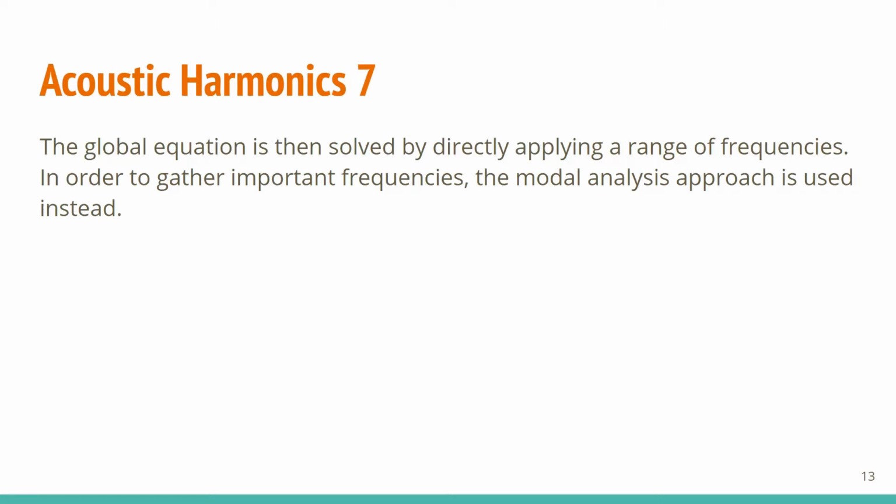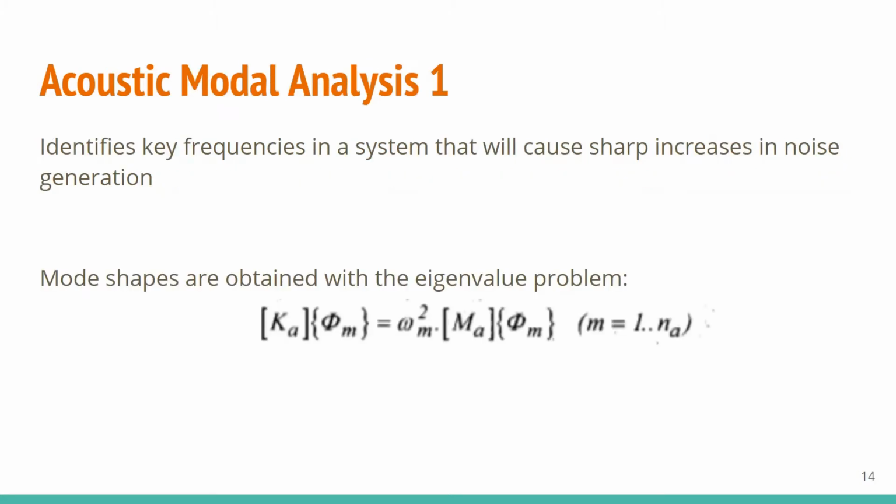Now, in order to gather important frequencies, frequencies that are critical to the system, a modal analysis approach is needed instead. So the modal analysis identifies key frequencies in the system that will cause sharp increases in noise generation. Mode shapes are obtained with the eigenvalue problem, Ka phi m equals omega m squared Ma phi m. So as you see, phi m is the eigenvector.